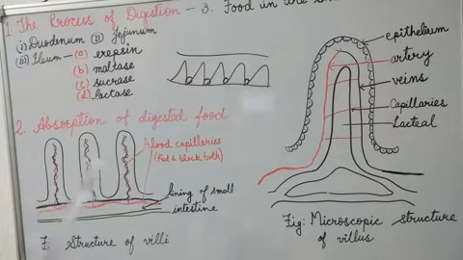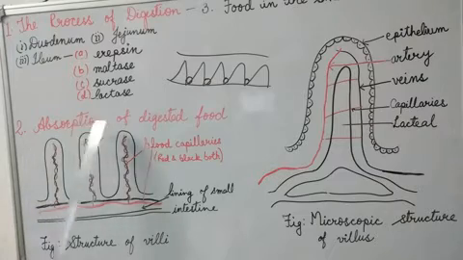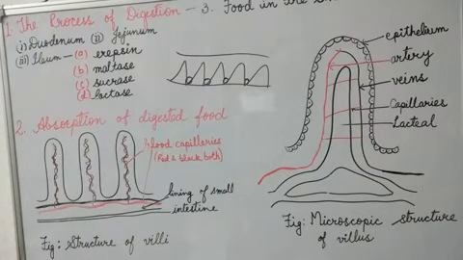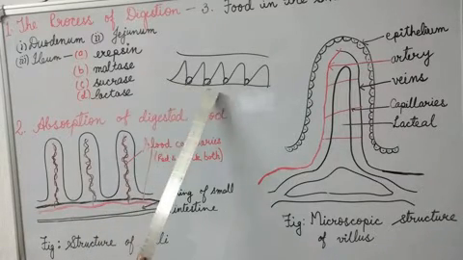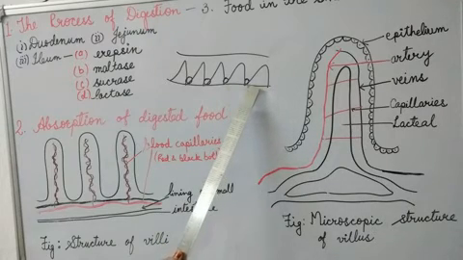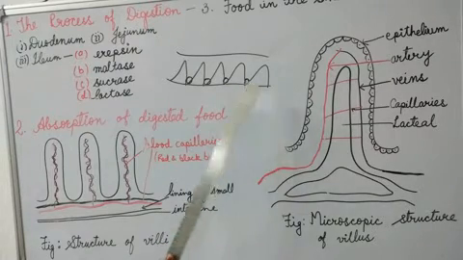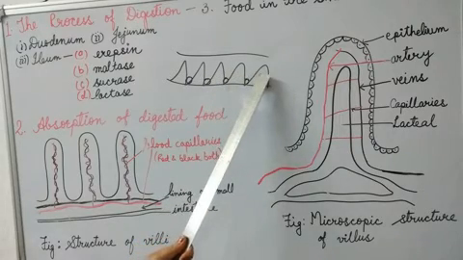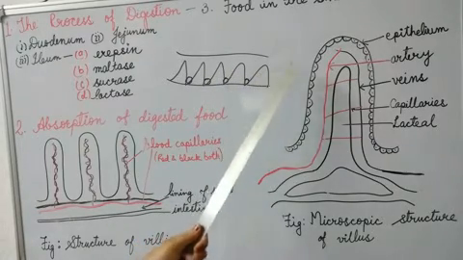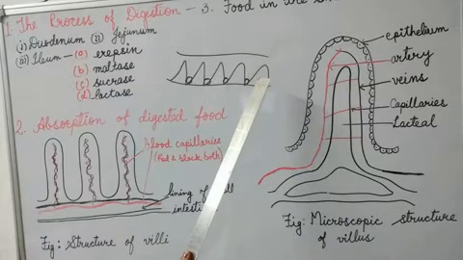Our next subtopic is absorption of digested food. Here the process again is done in the ileum of the small intestine. The ileum walls have many finger-like projections known as villi. Every single pointed structure is known as villus, and together it is known as villi.